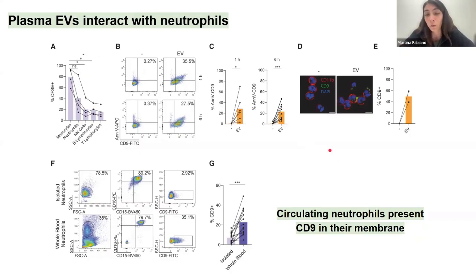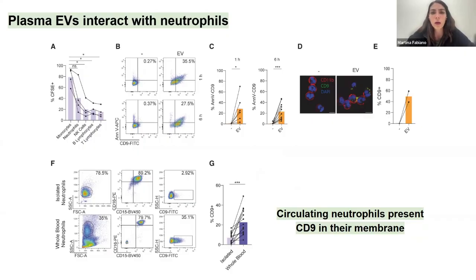And for the ones that were exposed with EVs, you can see that there are a lot of green dots, suggesting also this interaction. However, we started thinking that this phenomenon could be happening in circulation because of our stringent protocol, because the isolation of neutrophils requires a lot of steps of centrifugation and density gradient or sedimentation using dextran.